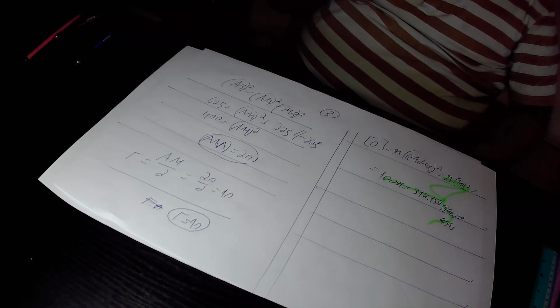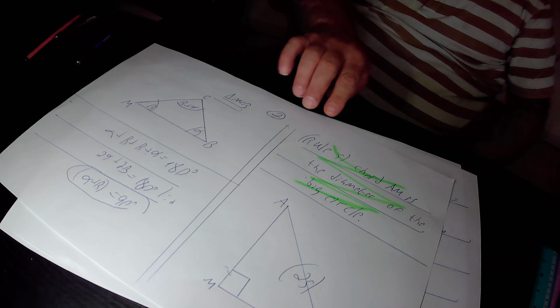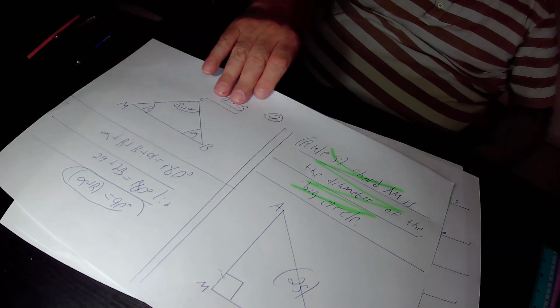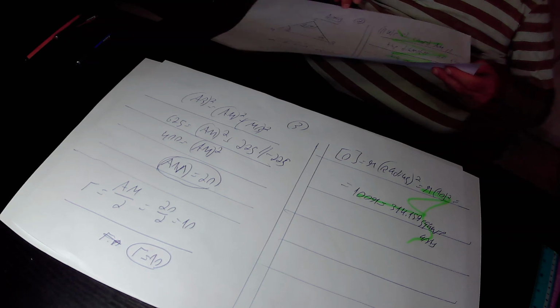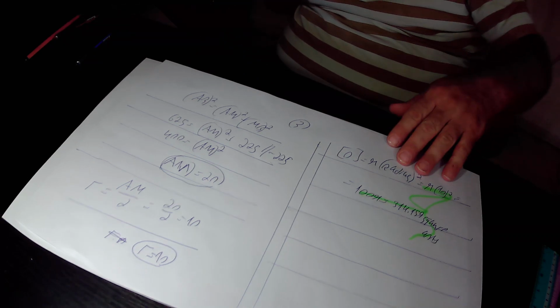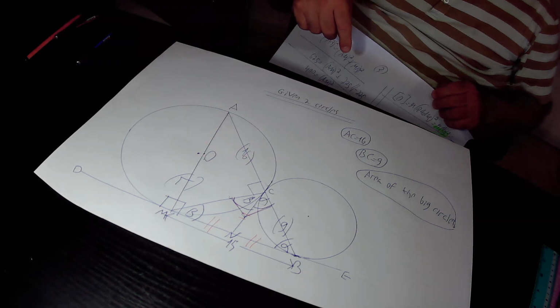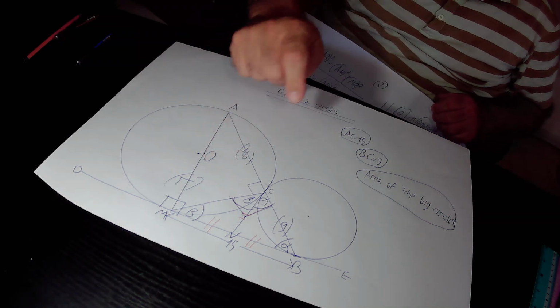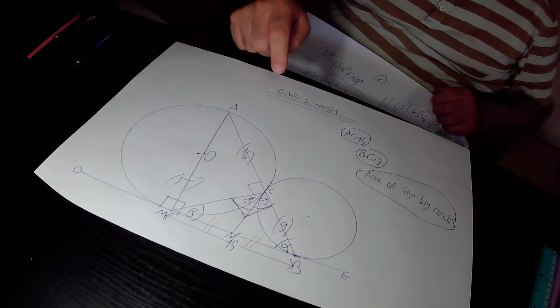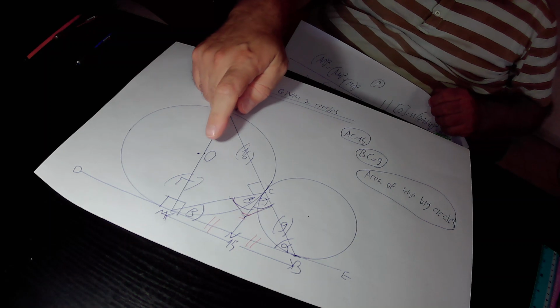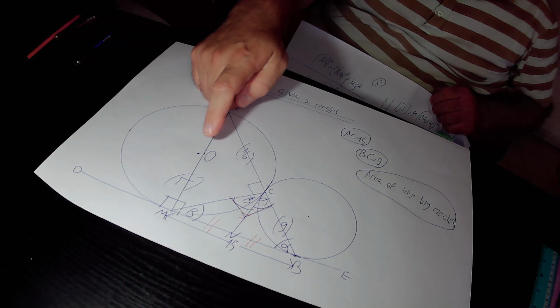But we already found that according to rule 5, AM is the diameter of the big circle. So if AM is the diameter of this big circle, AM equals 20 units in length. If the diameter is 20, the radius must be equal to half of it. So the radius of this big circle R must be equal to 20 over 2, that is 10.